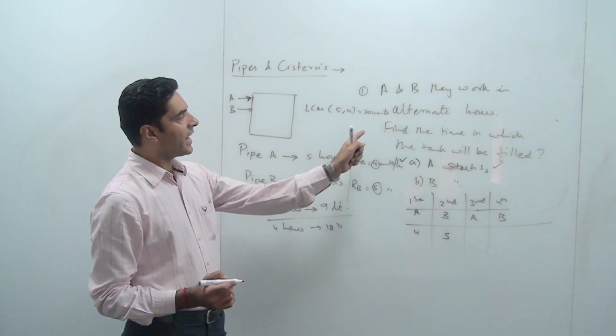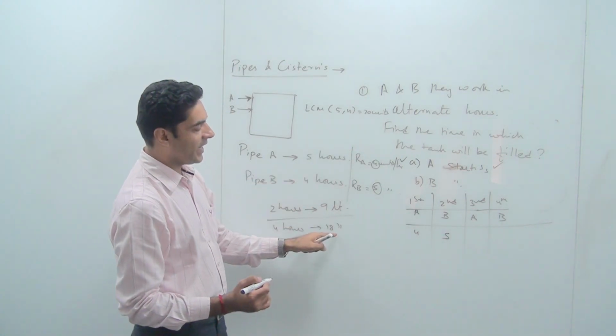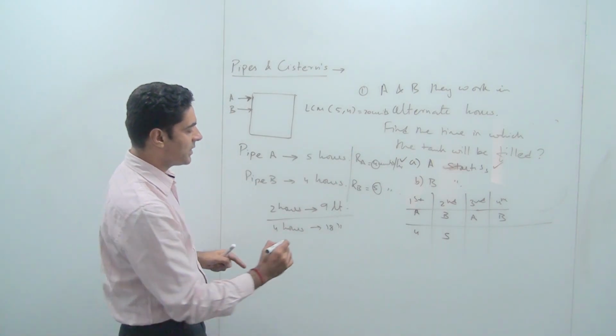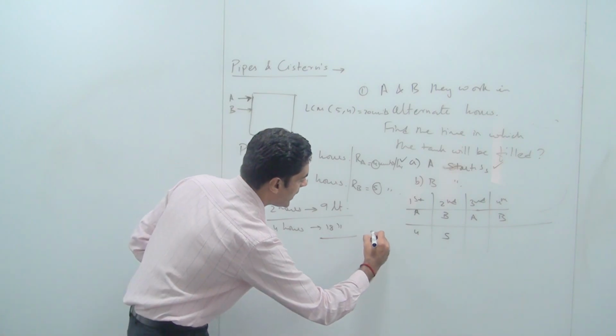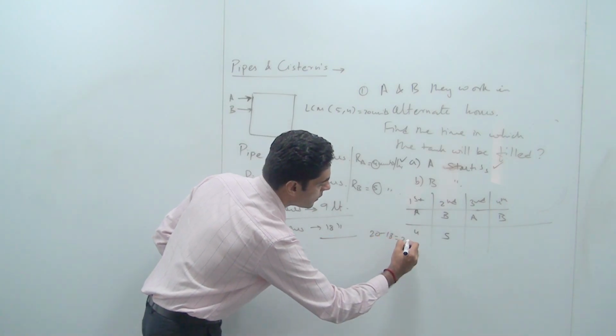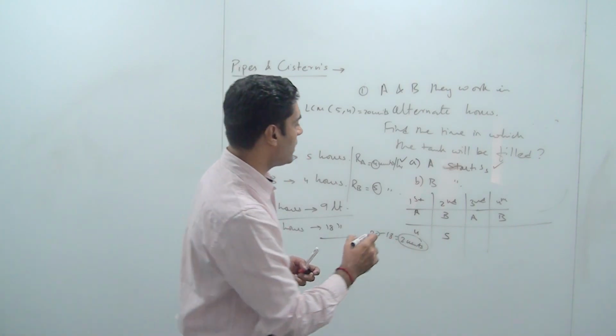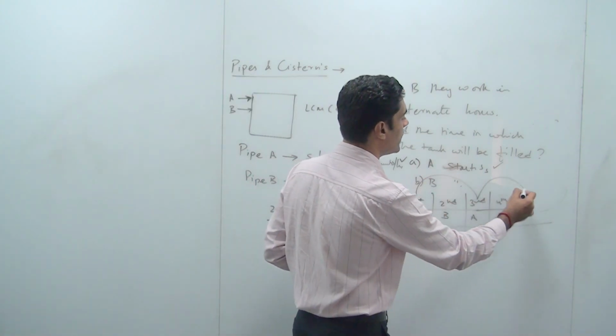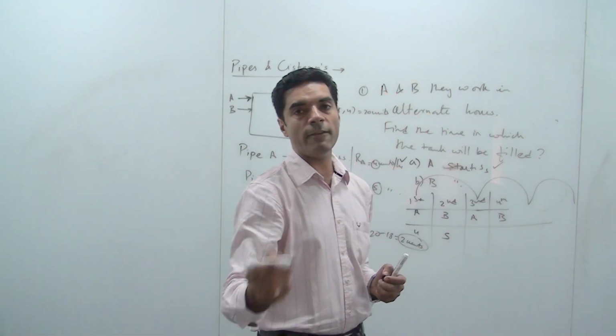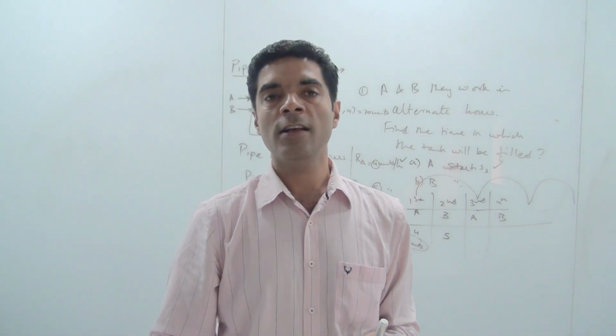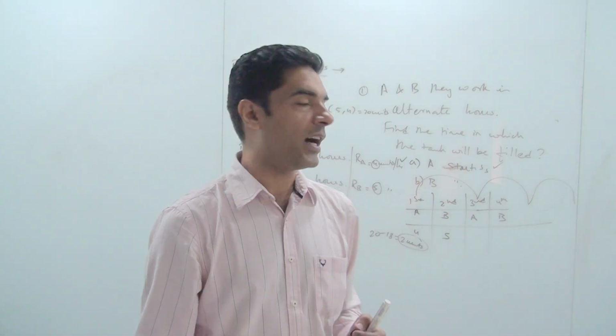The capacity of the tank is 20 units. 18 has already been filled in 4 hours. So the remaining will be 20 minus 18, which is nothing but 2 units. Now, it is given that A works in first, third, fifth and seventh. That means A pipe is working in odd hours, while B pipe is working in even hours.